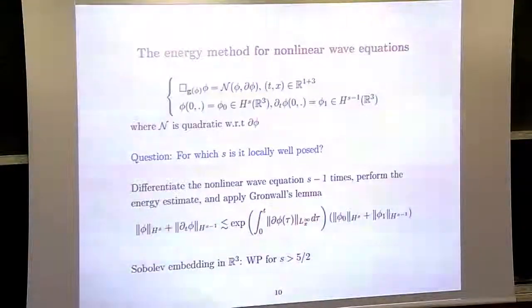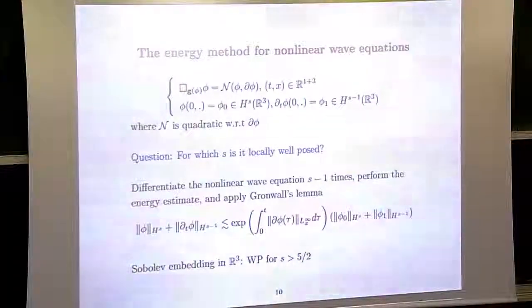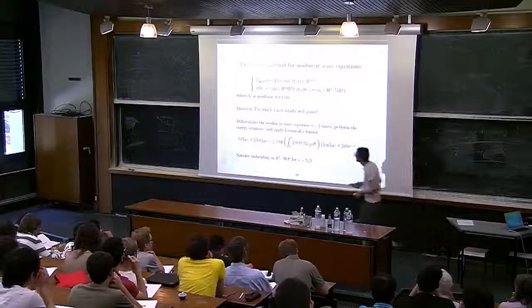That allows you, as a byproduct, to control... now it's not an equality, it's an inequality. Here, this sign means that you control by a universal constant, which I don't want to make explicit, it doesn't matter. And therefore, you control the H^s norm of all derivatives of your solution by the initial data. That's what you should expect in the linear wave equation. But because you're in a nonlinear wave setting, there is an additional term here, which is the norm of d phi in L infinity. Maybe just, where does this come from? Let me still do this straightforward computation.